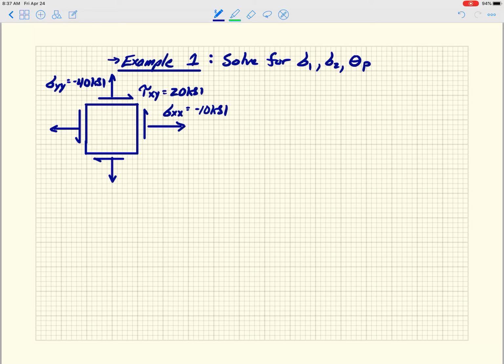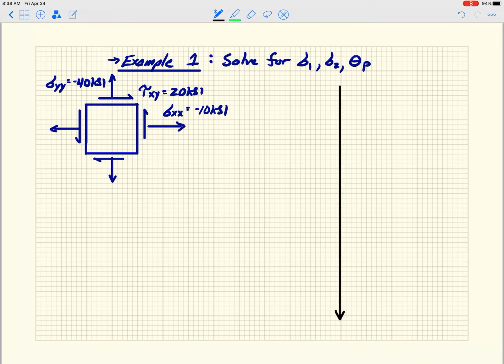I've got minus 10 KSI for sigma XX, minus 40 KSI for sigma YY, and a positive 20 KSI for tau XY. There's no reason that sigma XX has to be larger or smaller than sigma YY or larger or smaller than tau XY. So they're all independent. But this is the state of stress in an XY orientation, which we're just going to always treat as horizontal and vertical. Okay, so let's draw the Mohr circle.